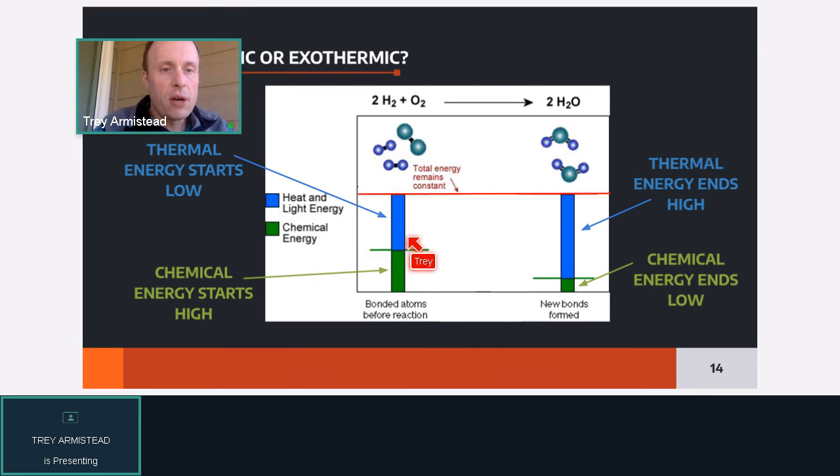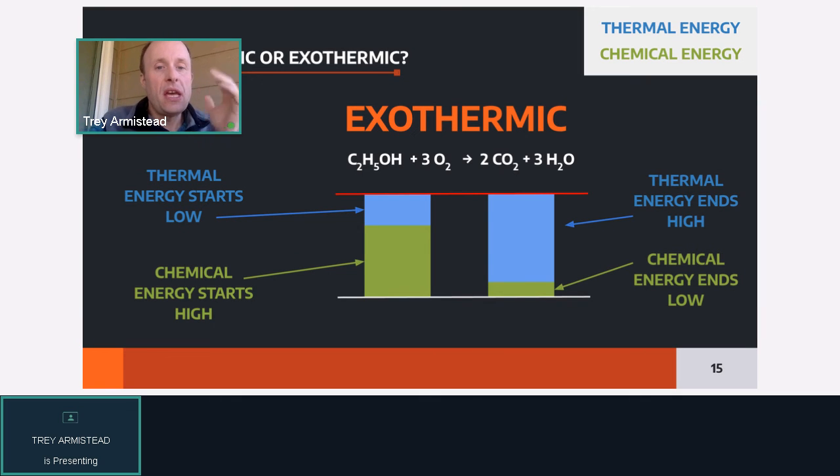The thermal energy is going to start relatively low. When the chemical energy goes down, because the total stays the same, the thermal energy has to get bigger. So if the thermal energy gets bigger, then we have had an exothermic reaction. It's getting warmer because we decreased the chemical energy, which means we had to increase the thermal energy. So exothermic reaction. In general, that's how we're going to say it here.